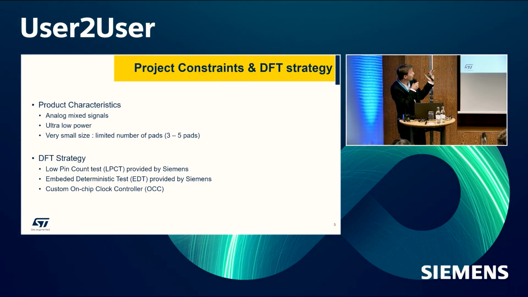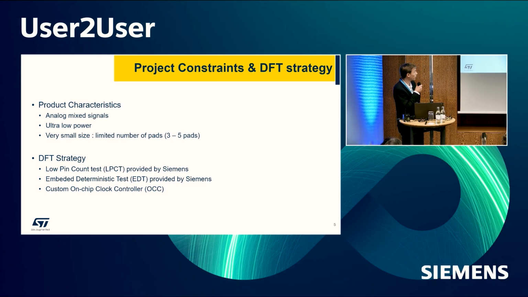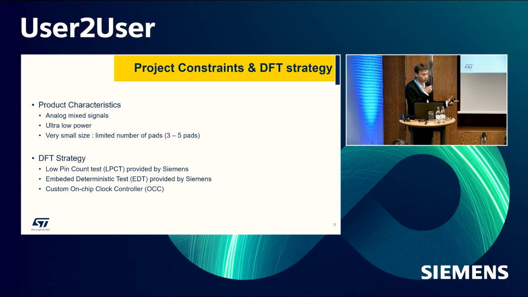Area and low power. Low power, of course, they are using the low power configuration, or at least the low power hardware, of our compression logic, which allows reducing the shift power. They use a lot of clock gaters as well to lower the power consumed during capture. And finally, in terms of area, they try to minimize the area as much as possible and make sure that they are using a limited number of pads. So typically they use one of our IPs, which is called low pin count test.